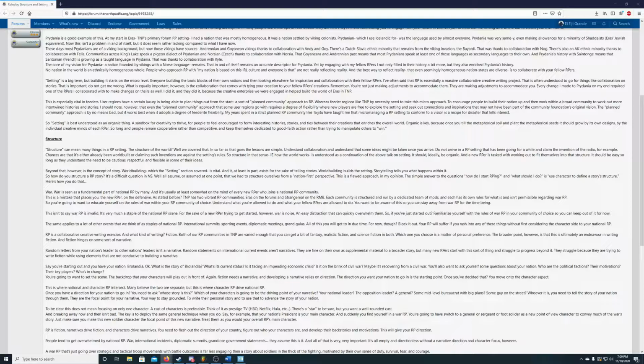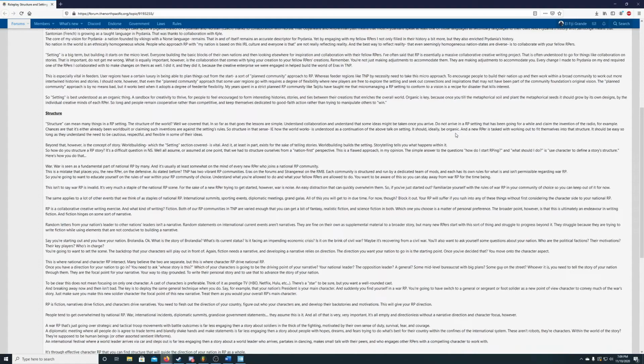Everyone building the basic blocks of their own nations and then looking elsewhere for inspiration and collaboration with their fellow RPers. I have often said that RP is essentially a massive collaborative creative writing project. That's often understood to go for things like collaboration on stories. And that is important, don't get me wrong. What is equally important, however, is the collaboration that comes with tying your creation to your fellow RPers' creations. Remember, you're not just making adjustments to accommodate them. They're making adjustments to accommodate you.